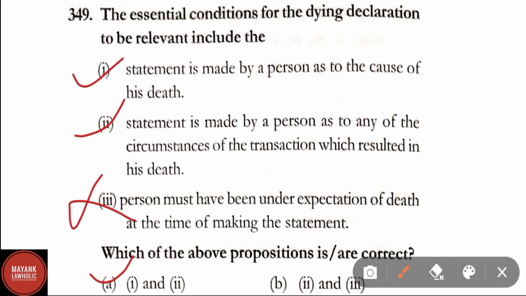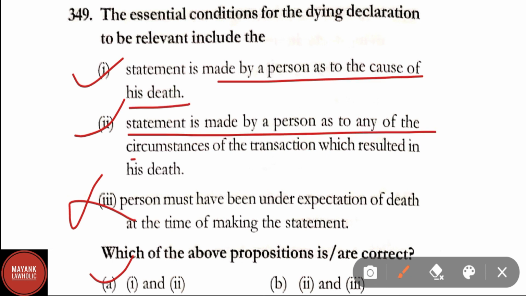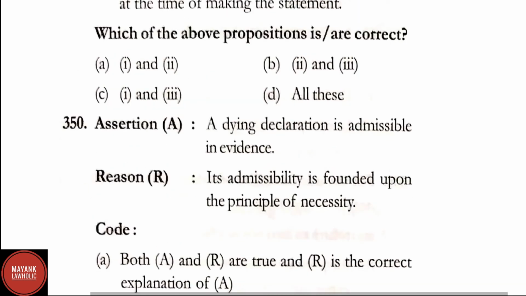The first and second propositions are: the statement is made by a person as to the cause of his death; and second, the statement is made by a person as to any of the circumstances of the transaction which resulted in his death. These two propositions are correct. Therefore, option A will be the right answer.